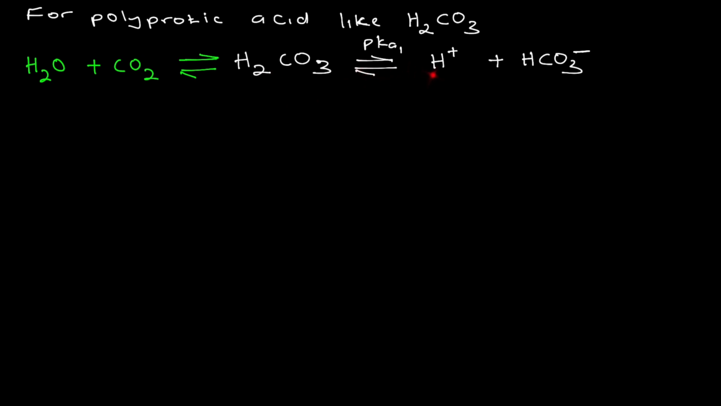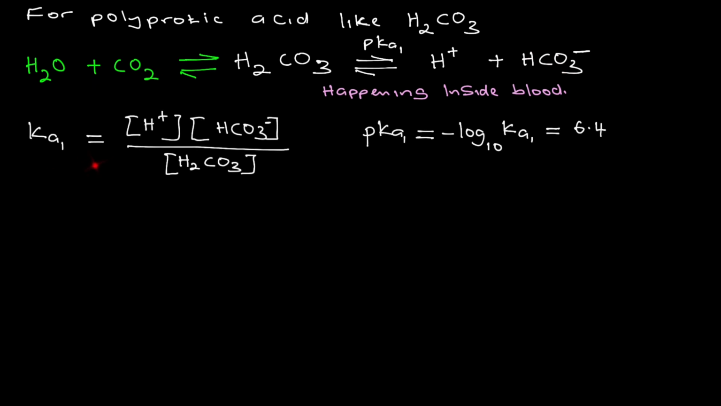A polyprotic acid like H2CO3 is dissociating here. The first dissociation, pKa1, gives H plus and HCO3 minus. This is the conjugate base, and that will be the weak acid for the next step. It can also dissociate this way, forming water and CO2. This is happening inside the blood. The Ka expression is the concentration of H plus times the concentration of HCO3 minus, the conjugate base, divided by the concentration of the weak acid. The pKa equals minus log base 10 of Ka, and that equals 6.4.